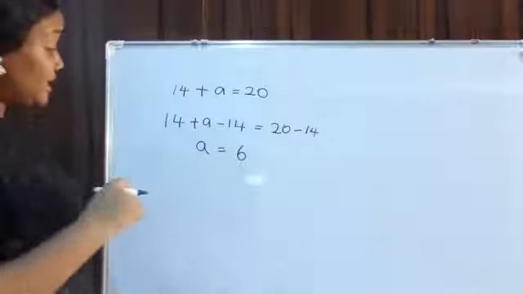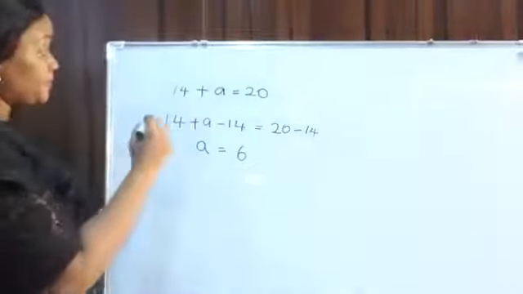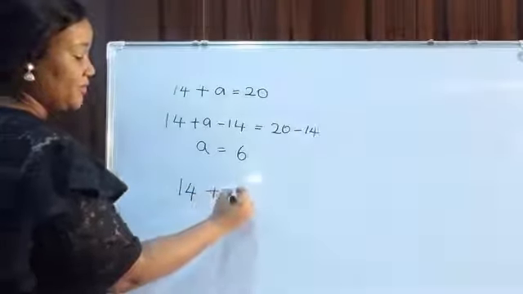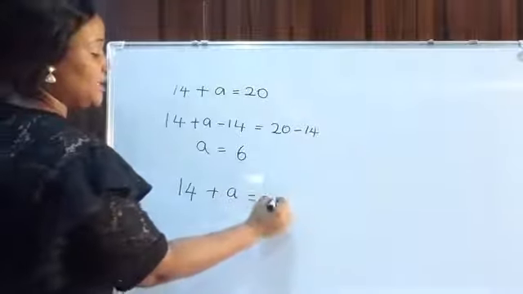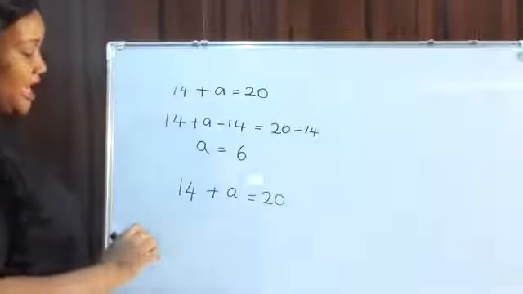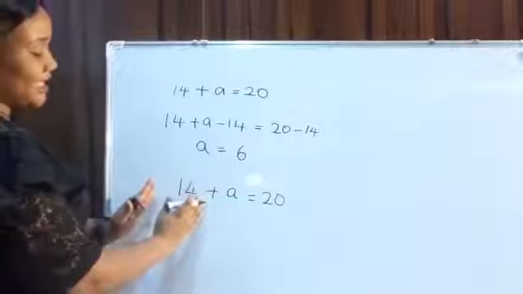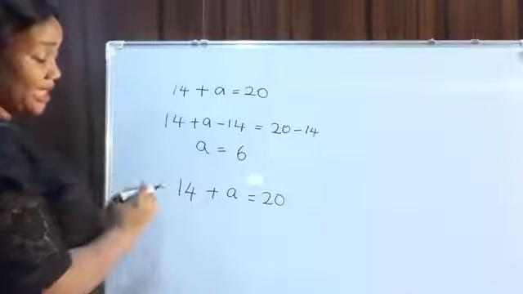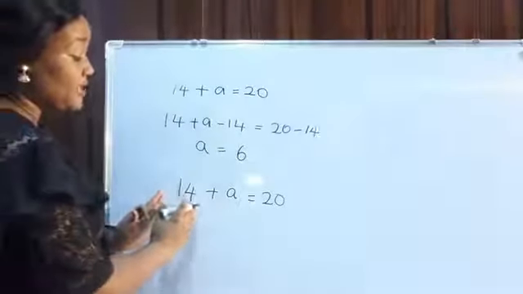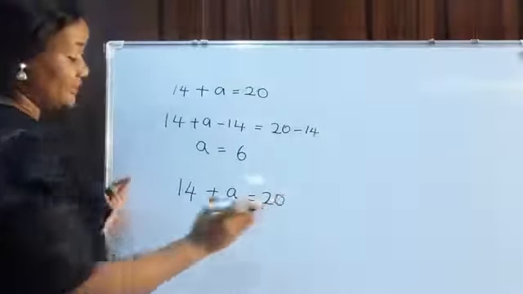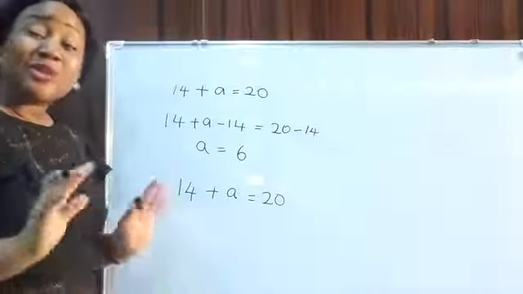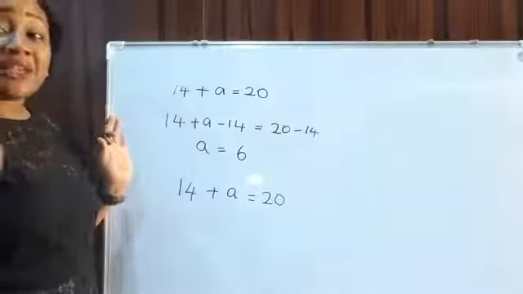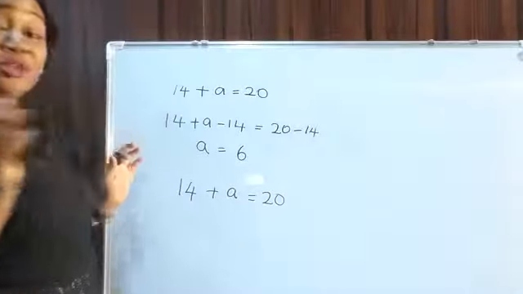The second method is this one, the same equation, 14 plus A equals 20. Remember, we're still trying to isolate A. What do we do again? In this other method, we move this 14 over to the right-hand side. It's called collecting like terms together. A is alone. 14 is 20's friend. So they should go and dine together. So what do we do?